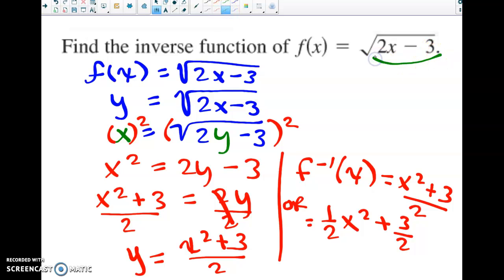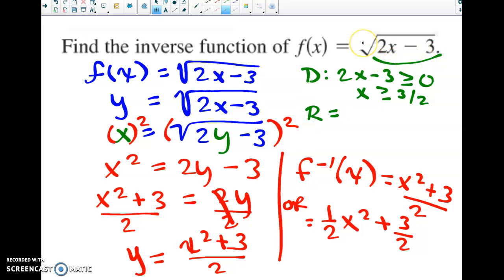This one here, f of x, the domain. We have domain restrictions. We cannot take the square root of a negative. So in this case, our domain is going to be the values of x that make this greater than or equal to 0. So x has to be greater than or equal to 3/2. The range, the smallest thing the square root function can be is 0, and there's nothing being added or subtracted, and there are no reflections. There's no negative out here, and there's no negative in front of the x. So our range is y's greater than or equal to 0.